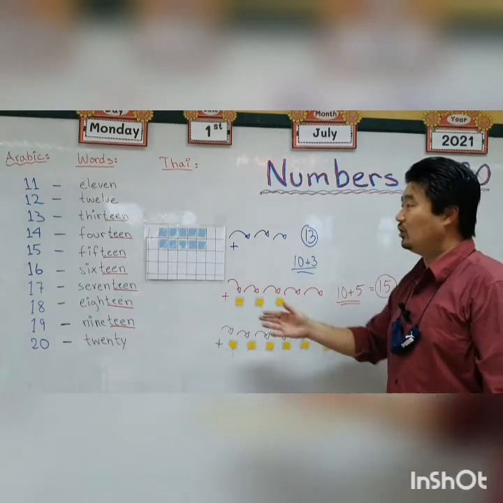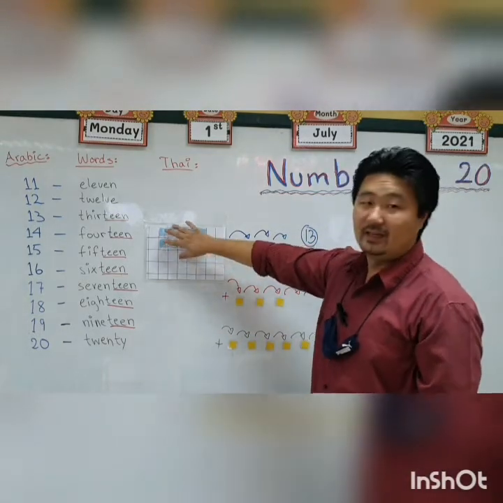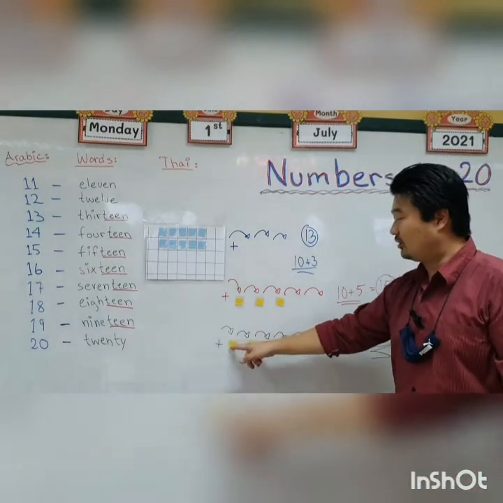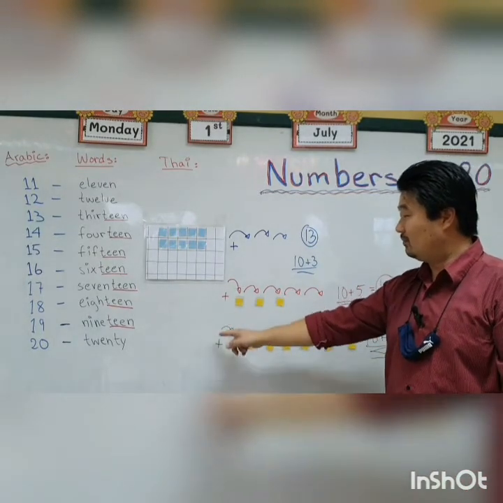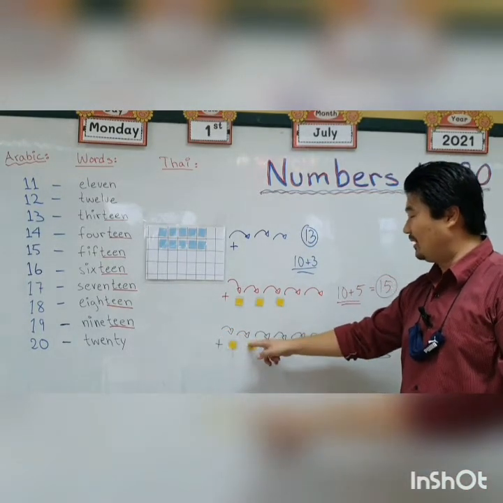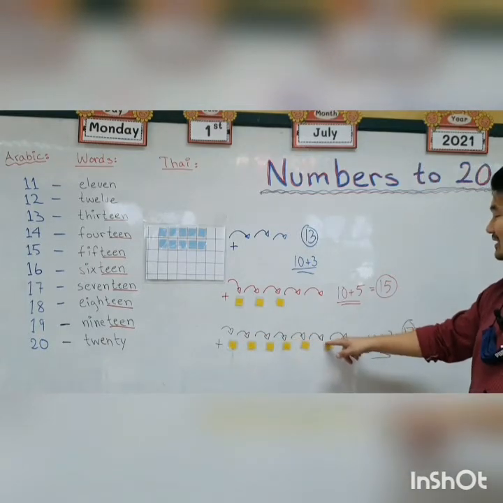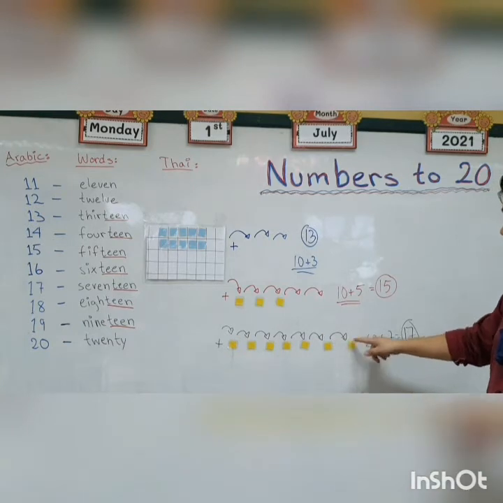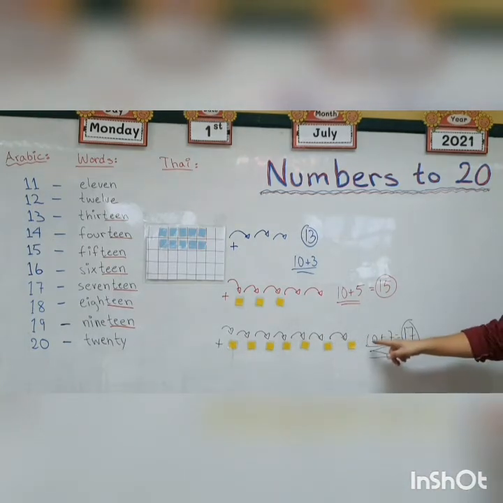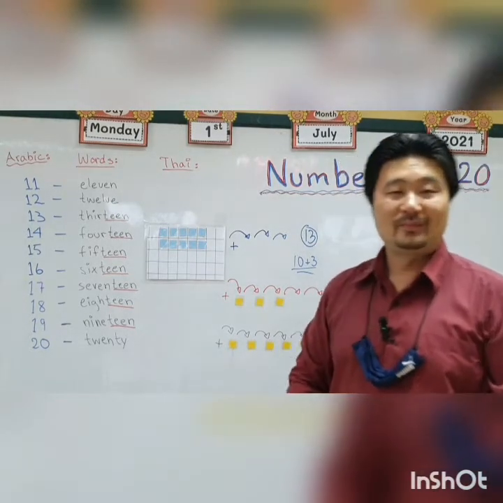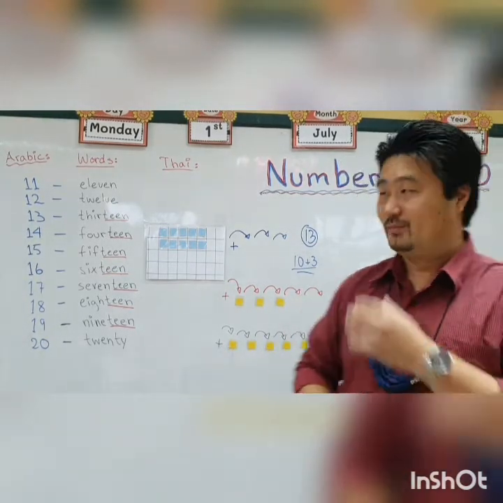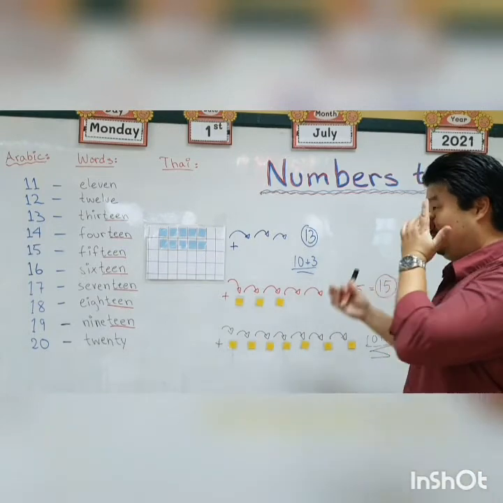So you're counting on. You already have 10 and then you just add on, counting on. So 10, 11, 12, 13, 14, 15, 16, 17, and that is 10 plus 7, 17. Okay? Good. Do you understand?